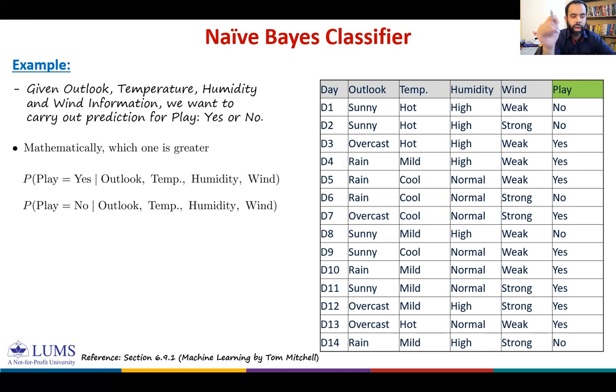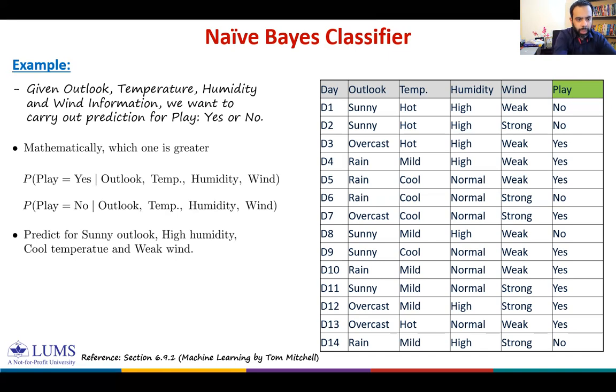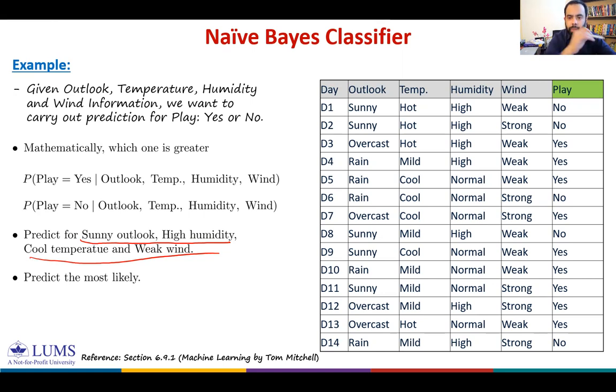For example, we will consider we want to carry out prediction for sunny outlook, high humidity, cool temperature, and weak wind. So this is our test point. We want to carry out prediction when we have these values of the features, and we are given this data for the prediction. Our approach would be that we will compute these two probabilities and we will predict the most likely. Okay, let's see how we compute these probabilities.